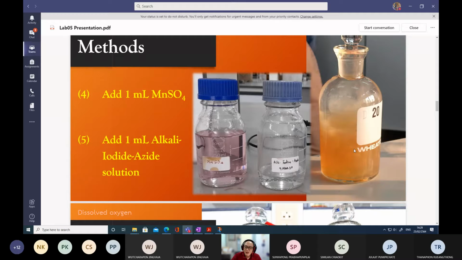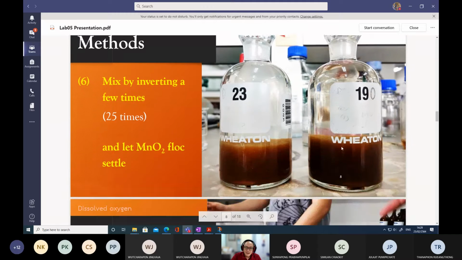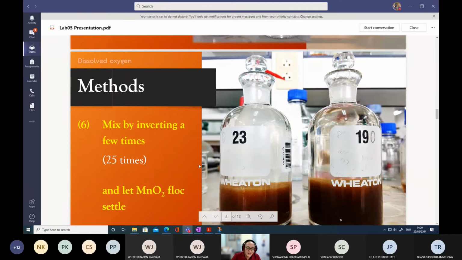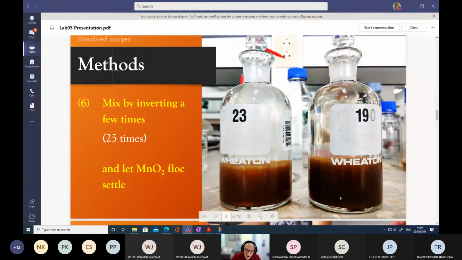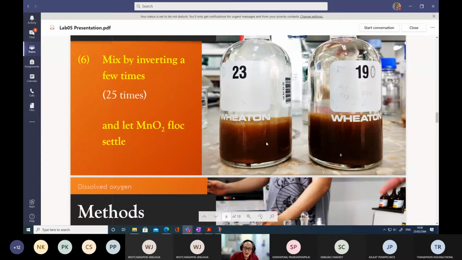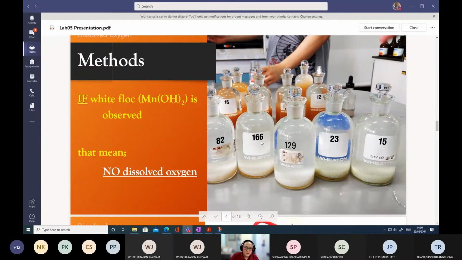Once you add them, manganese oxide is formed. The brown precipitate, this one, is the manganese oxide. After that, mix by inverting around 25 times. So just mix by inverting like this. Then let the manganese oxide floc settle to at least one third of the bottle's height. So you get a brown precipitate like this. But be careful: if a white floc is observed, it is a floc of manganese hydroxide. It means that there is no dissolved oxygen.